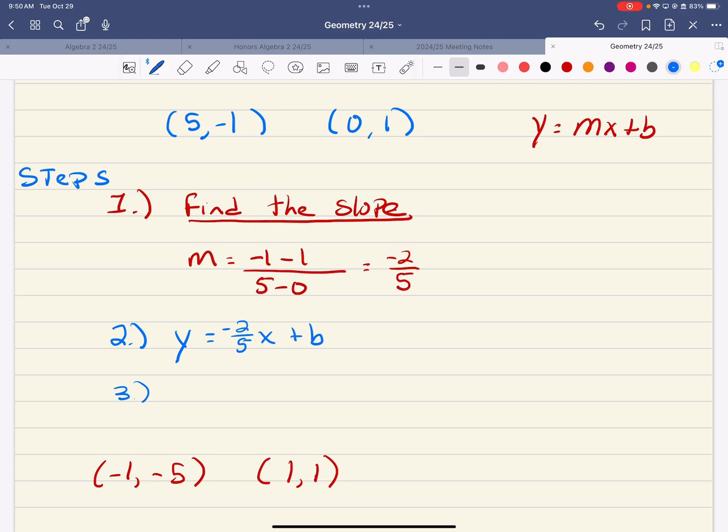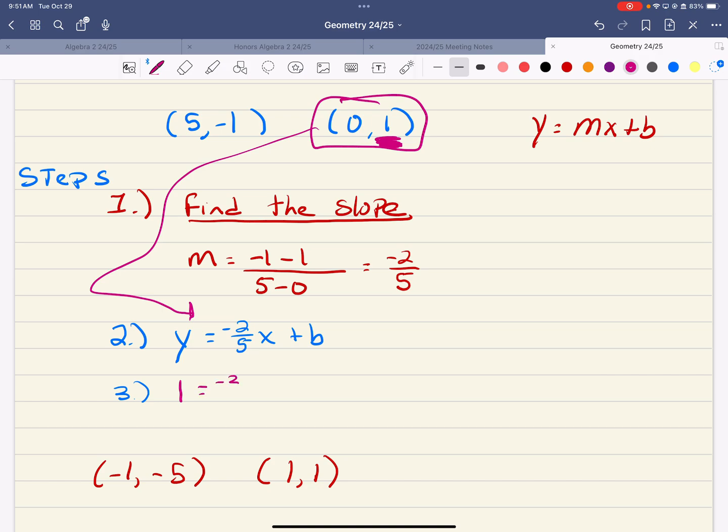Third step. The third step, you're going to take one of your points. It doesn't matter which one you pick. And you're going to substitute it in for the y and the x value in step 2. I'm going to pick 0, 1 because it has a 0 in it. Anytime there's a 0 in one of the points, use it because it's 0. So I'm going to substitute this point into this equation. So my y value is 1. That's from right there.